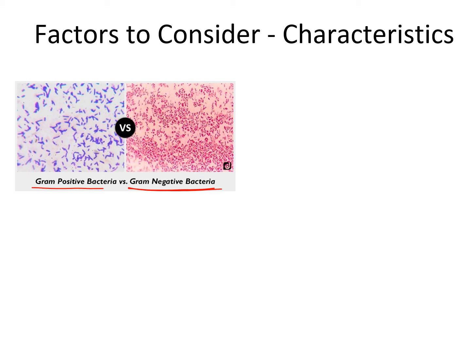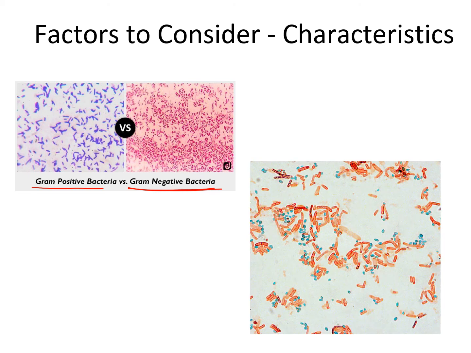Another bacterial characteristic is the ability to produce endospores. Remember, endospores are highly resistant to all forms of disinfection and sterilization. So if you have endospores present on the surface, you're going to need a much more aggressive control method.